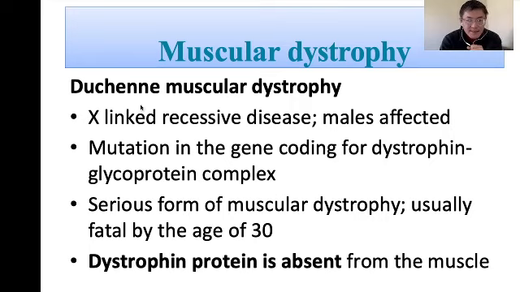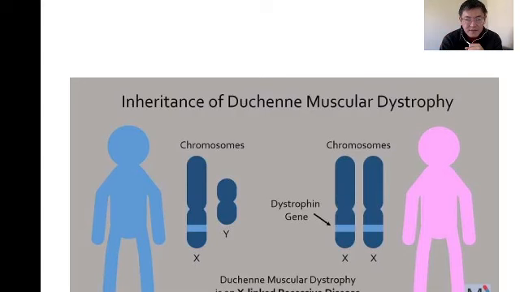The most common disease in muscular dystrophy is Duchenne muscular dystrophy. This is an X-linked recessive disorder. That means the females carry the mutant gene, however the males are the patients. The patient will die by the age of 30. Some patients may have the dystrophin protein completely absent in their muscle.